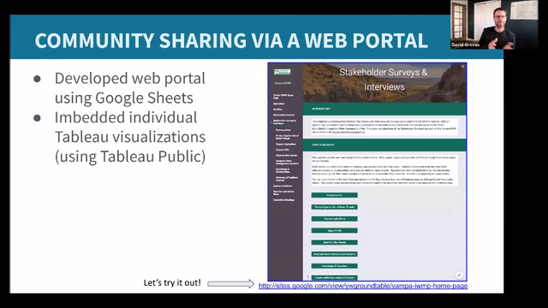And then lastly, we took that information and we developed a web portal. We did this using Google Sheets, which is free and easily done and did not require hiring a web developer. I'm going to show it to you in a second. But inside this web portal, we have individual, essentially web pages, and we're able to embed those interactive visualizations within the web page for seamless interaction. And that's also something that Tableau offers to the public for free. So it's something we didn't need to put a lot of budget towards.